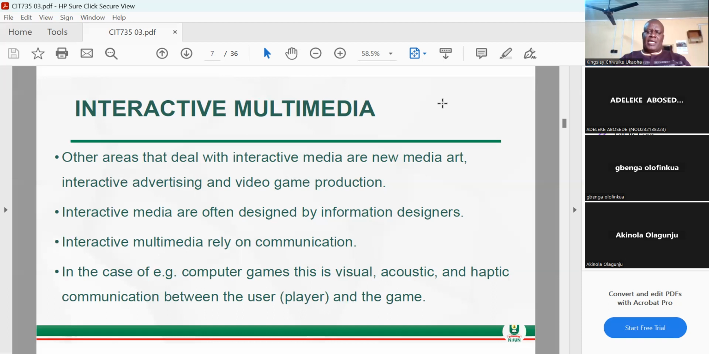Then haptic communication between the user and the game. That haptic may be your joystick that you are using to now push a player or raise somebody's fist to land on another person's jaw. That is, you are now trying to control everything. So those are the kind of communication that exists between the person playing the game and the game that is playing.